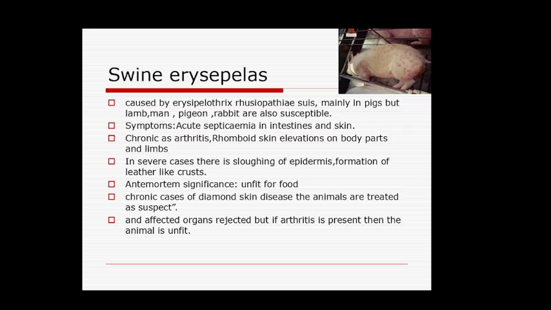Okay, then we have swine erysipelas. It is caused by Erysipelothrix rhusiopathiae, mainly in pigs, but lamb, man, pigeon, and rabbit are also susceptible. This is also called diamond skin disease. Now you can see there are diamond-like, rhomboid elevations on the skin. In severe cases, there is sloughing of the epidermis and formation of a leather-like crust. Antemortem significance is that it is unfit for food.